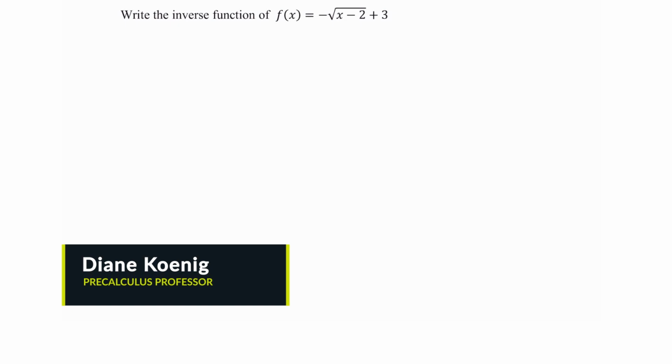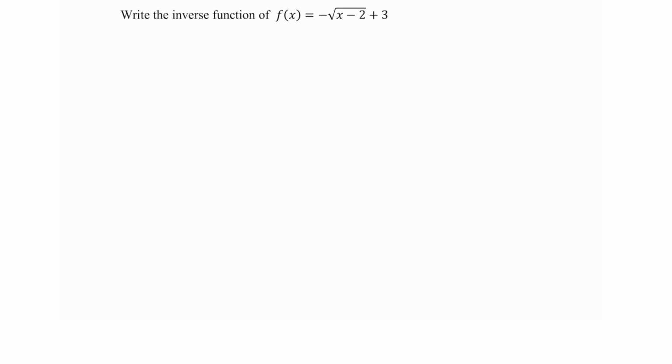Welcome to the video on finding an inverse function. Here we want to find the inverse function of f of x equals the opposite of the square root of x minus 2, and then plus 3. Let's start by finding the domain and then also the range of this original function.